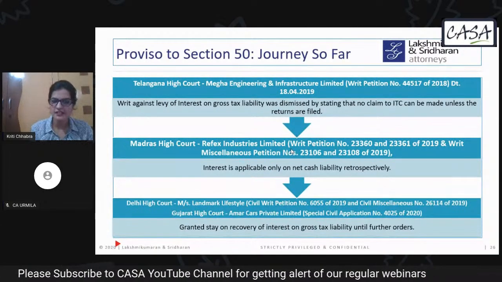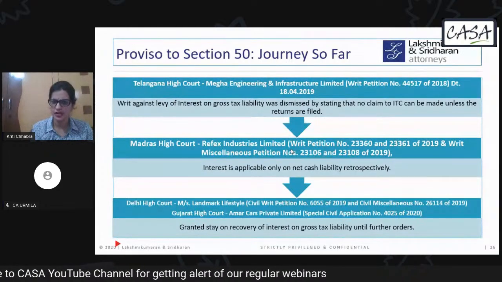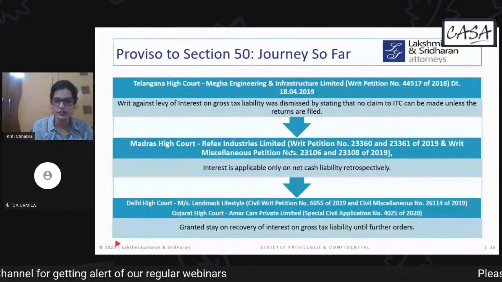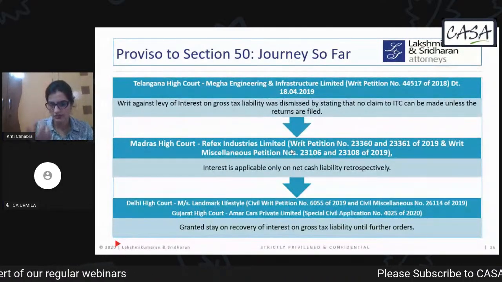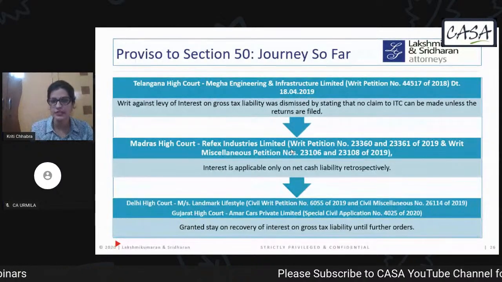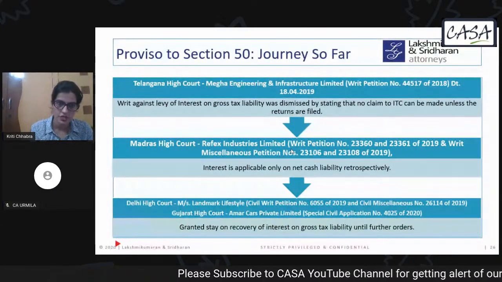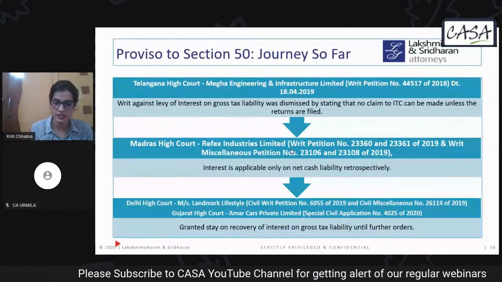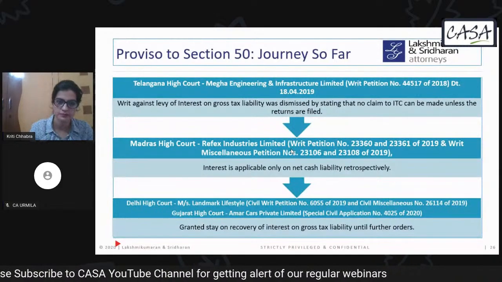And after that, we had certain other judgments of Delhi High Court and Gujarat High Court, for which a stay on recovery of interest was imposed. However, no clear judgment was yet received. So this was the entire stage or journey so far of this particular proviso.